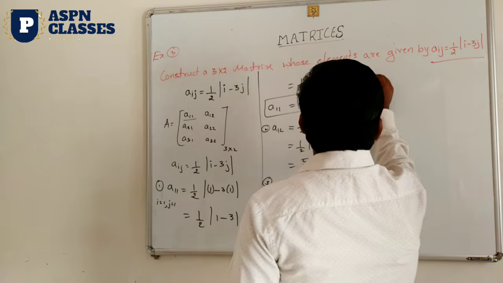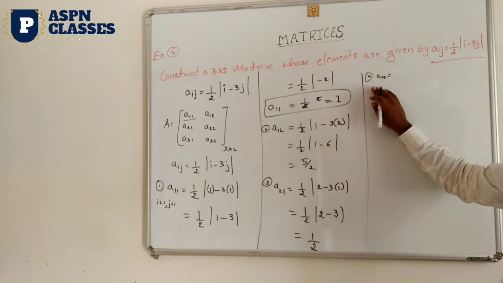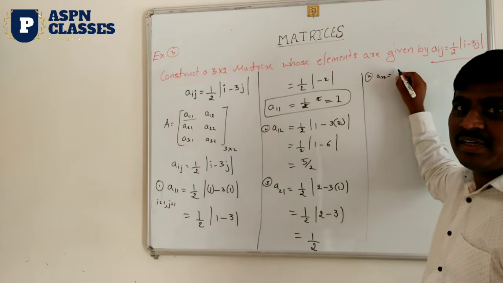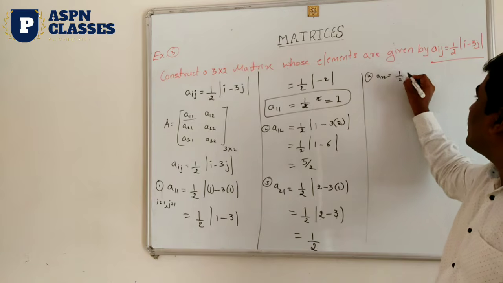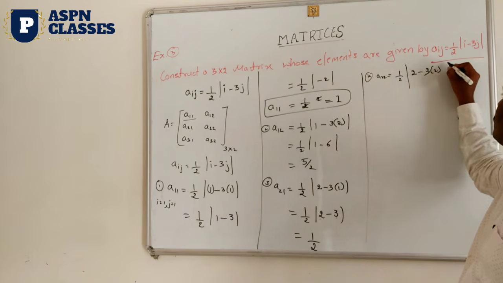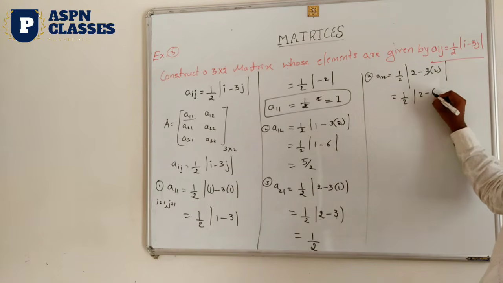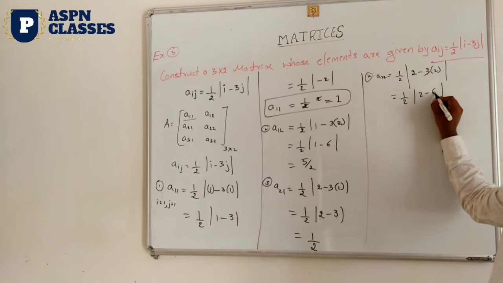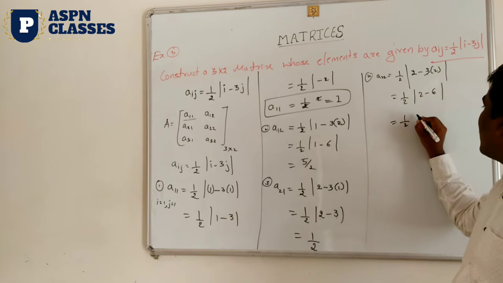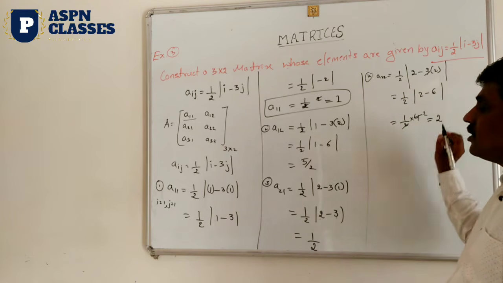And next, the fourth element is A22. You have to find A22, it means i value is 2 and j value is also 2. Then simplify this result: 1 by 2 modulus of 2 minus 3 into 2. 3 into 2 means 6. So 2 minus 6 means minus 4. But again modulus is there, so this result is 1 by 2 of 4 only. So 2 ones are 2, 2 twos are 4, so the final answer is 2.